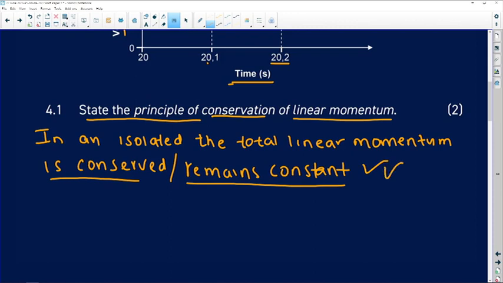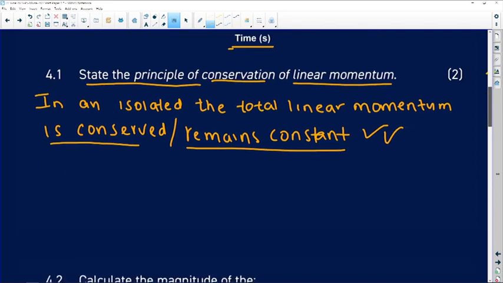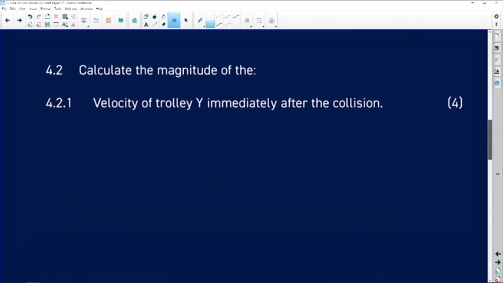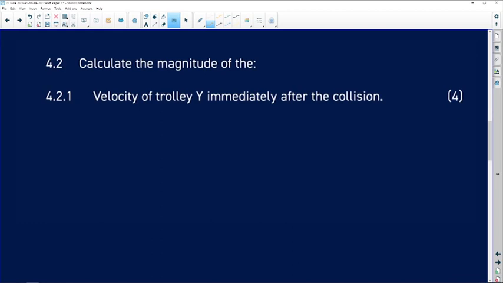Let us now move to the next question. The next question now is 4.2. Now in 4.2, we are tasked to calculate the magnitude of the velocity of trolley Y immediately after collision. All right, so now they will collide, so we need to find the velocity.